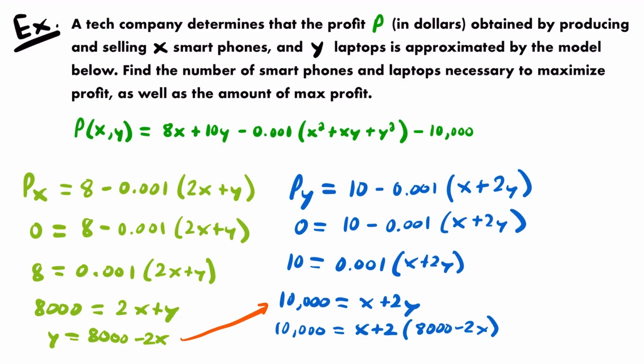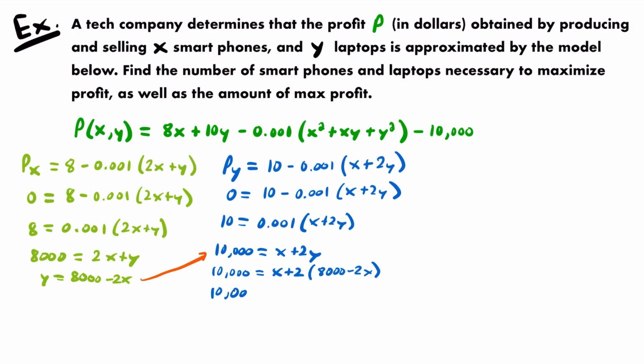And so now let's simplify. We'll have 10,000 is equal to x plus 16,000 minus 4x. And x plus negative 4x is negative 3x. And if you subtract 16,000 from both sides of the equation, you'll get negative 6,000 is equal to negative 3x. And so then dividing both sides by negative 3 will give you that x is equal to positive 2,000.